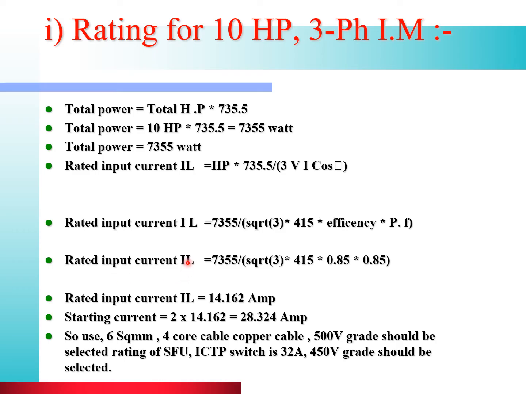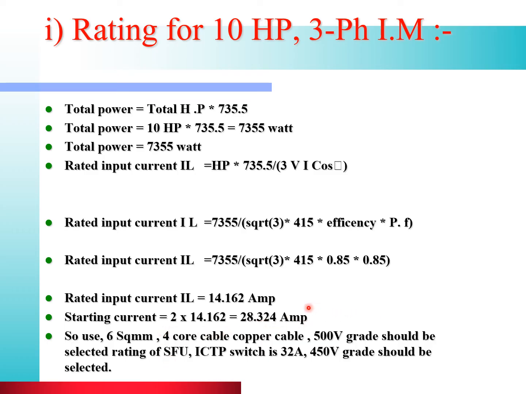If the efficiency and power factor are not given, then you have to assume the efficiency and the power factor. From that you have to calculate the rated input current. And from the rated input current, you have to calculate the starting current, which is generally taken as 2 times the rated input current. So we will multiply the rated input current by 2, and you will get the current 28.324 ampere.